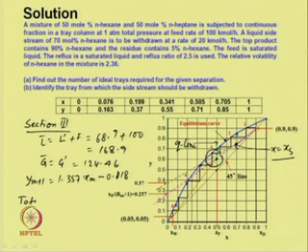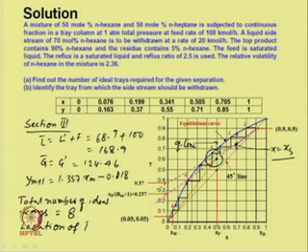Total number of ideal trays is equal to 8, and the location of the feed tray is 4. Location of the feed tray is the fourth plate. So, thank you.